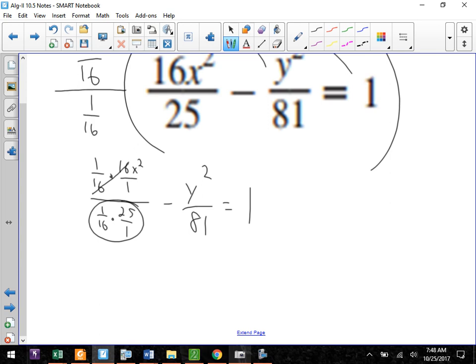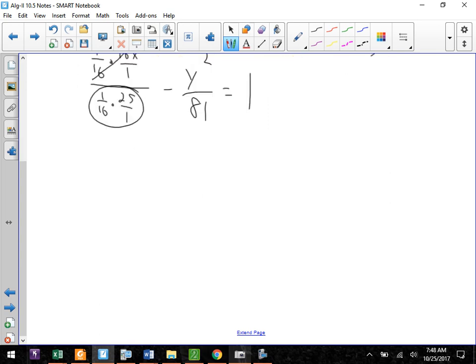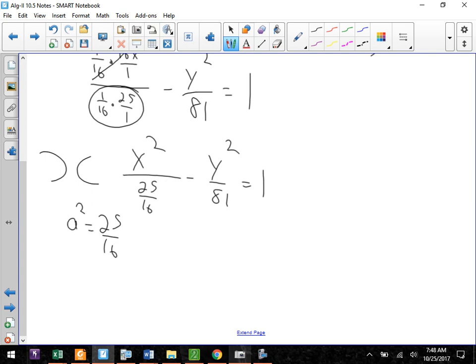That's a little trick that'll occur from time to time. So you wind up with x squared over 25 over 16 minus y squared over 81 is 1. Now, this is an x squared hyperbola, which means it's going to go left and right. And then from there, you can always start out and say, hey, well, a squared is 25 over 16. B squared is 81. Which means a is plus or minus, well, what's the square root of 25 over 16?